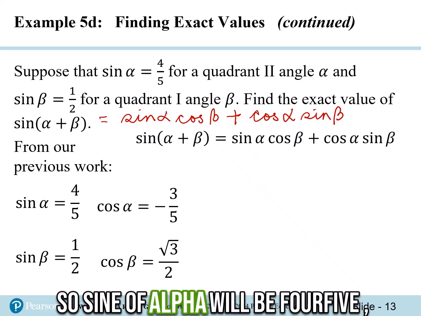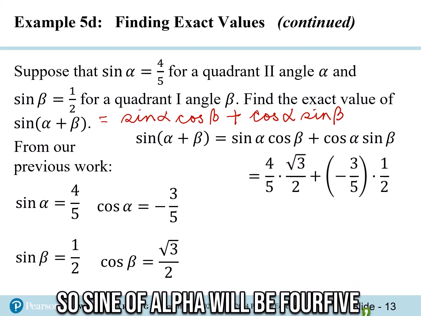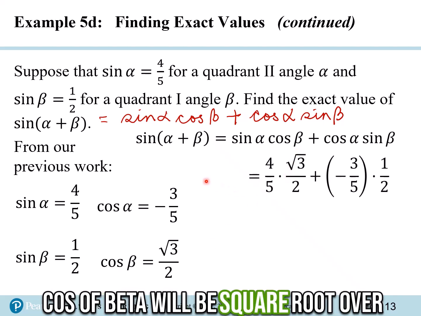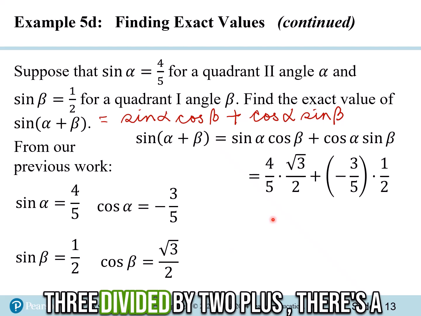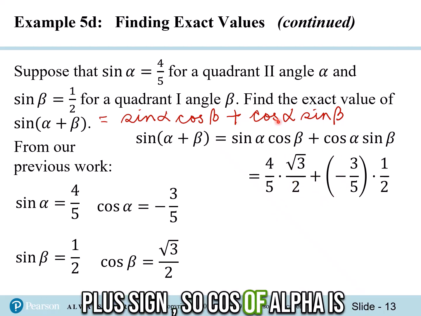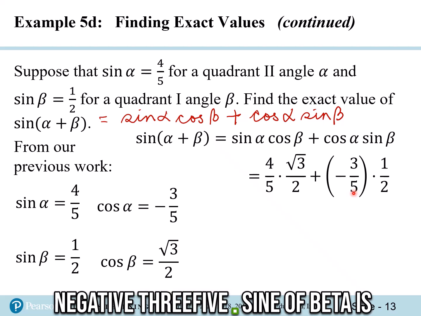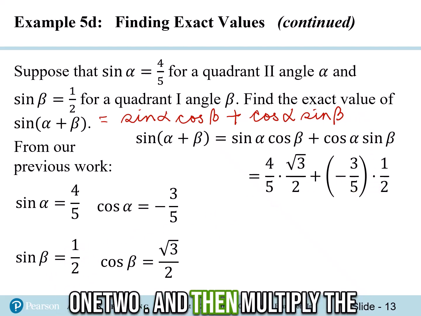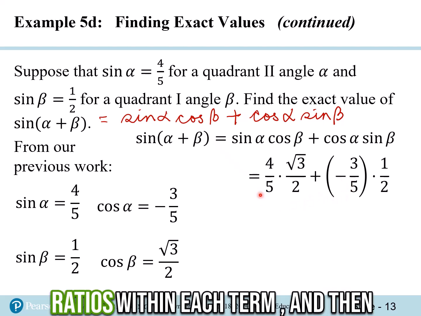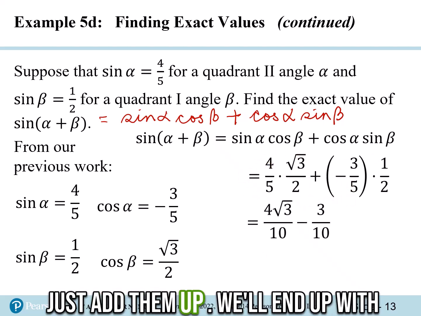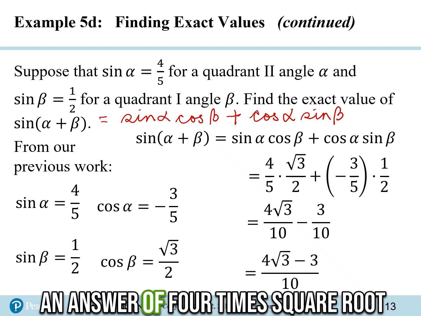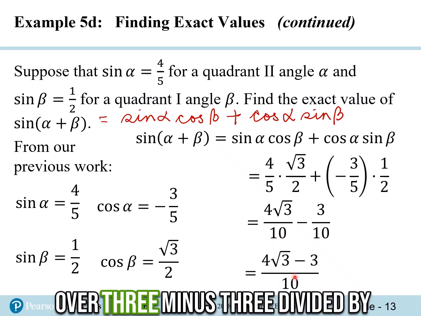So sine of alpha will be 4/5. Cos of beta will be square root of 3 divided by 2, plus, there's a plus sign, so cos of alpha is -3/5, sine of beta is 1/2, and then multiply the ratios within each term and then just add them up. We'll end up with an answer of 4 times square root of 3 minus 3, divided by 10.